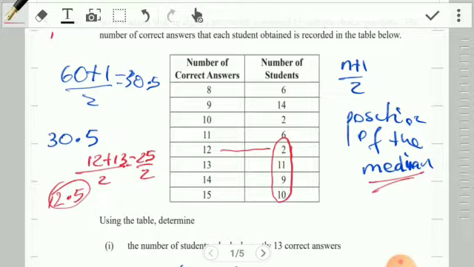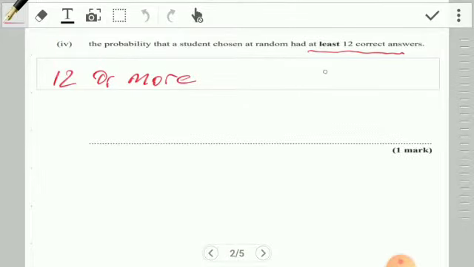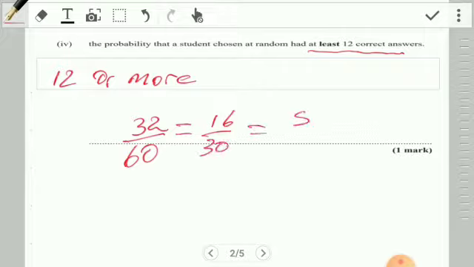So the probability that the student would have scored 12 or more would have been 32 students out of 60. And then you could break this down further: 16 out of 30, or you could say 8 out of 15. So this is the probability, and we have to understand that probability can be given in many ways, right? So we're looking at that as a probability. Any one of these answers would be okay. Just 1 mark.